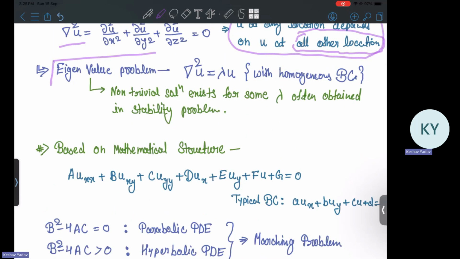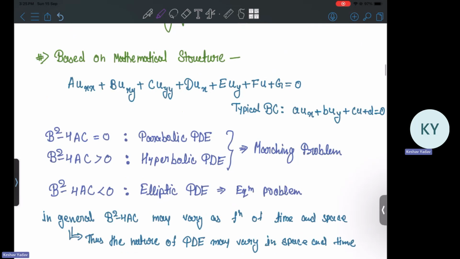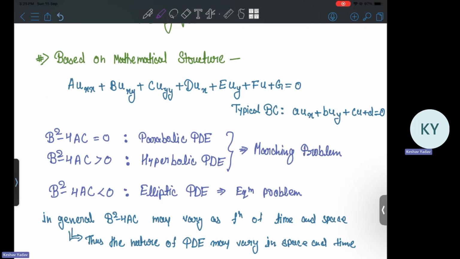Then the third type of problem can be an eigenvalue problem. The problem will look like this: Laplacian of u equal to lambda u with homogeneous boundary condition. A non-trivial solution for this type of equation will exist for some lambda, which will be the eigenvalue for this PDE.